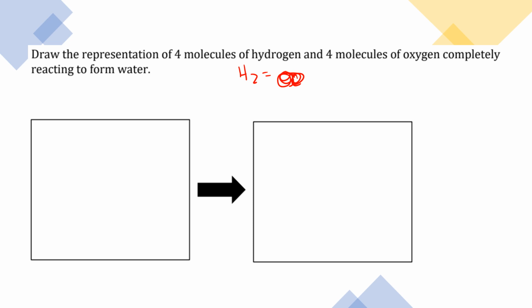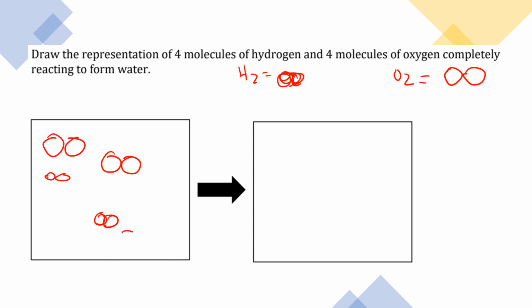Let's put together O2, it's going to be a little bit bigger. So on the left, from left to right, I'm going to put 4 of my H2s and also 4 of my O2s. You can barely tell there's a difference.